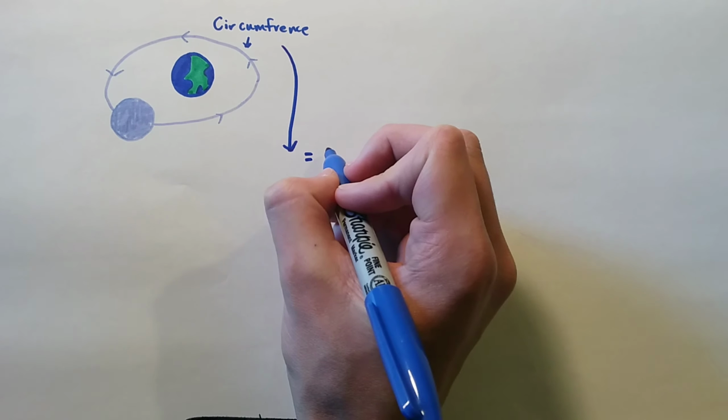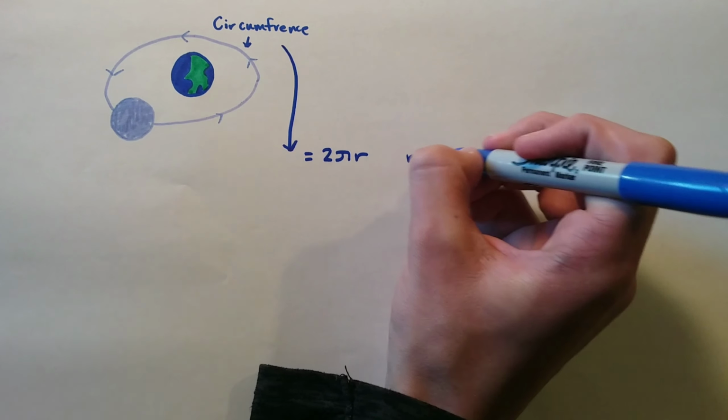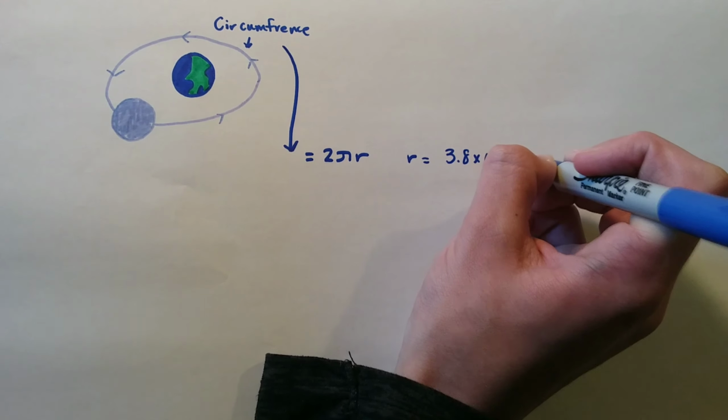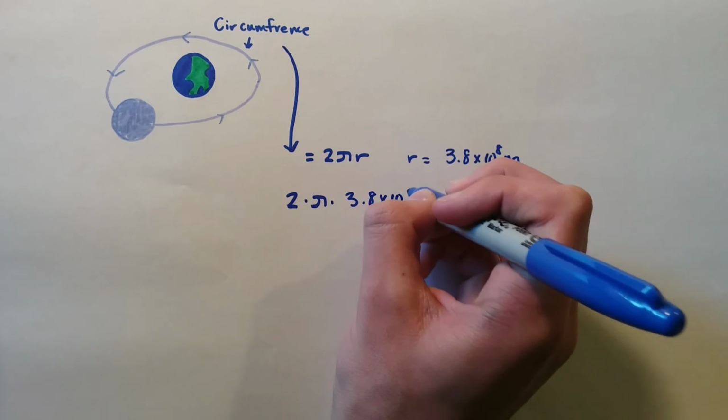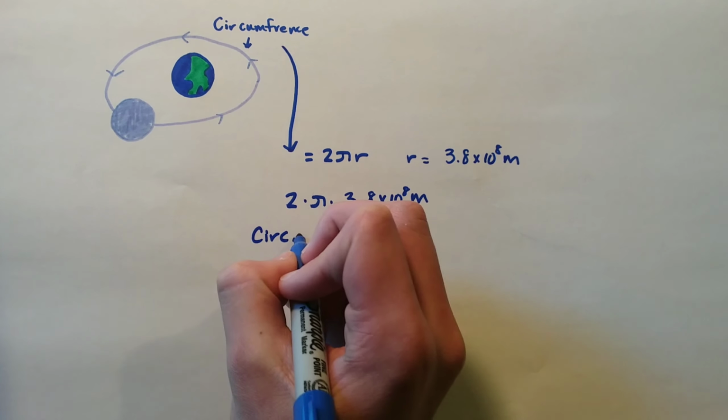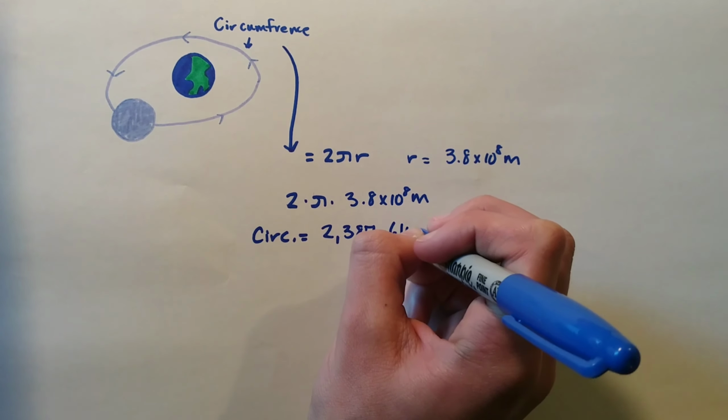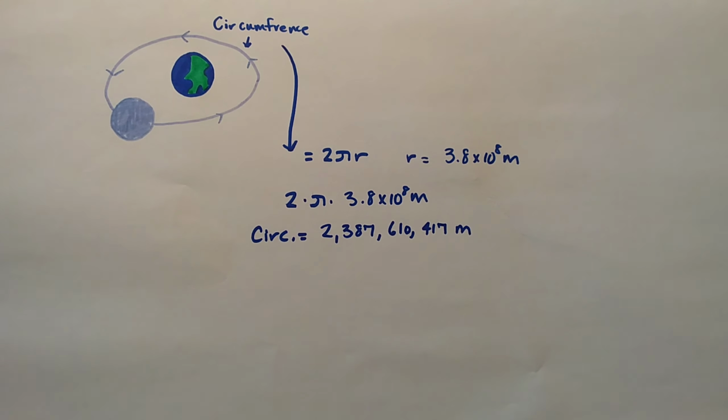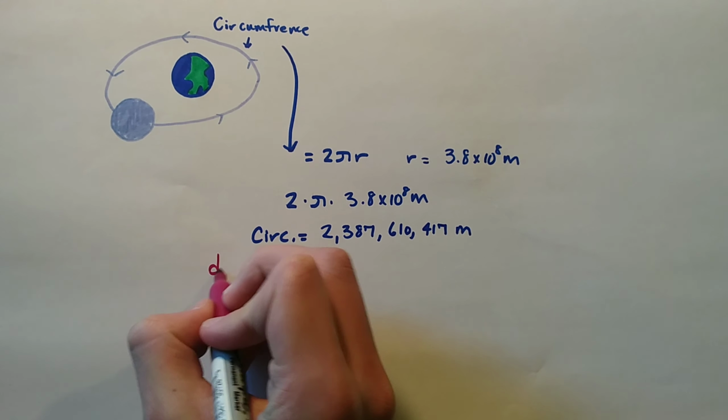We can also find the moon's period of orbit. Since period is the time that it takes to travel one full circle, we need to find the circumference of the moon's orbit. Circumference is 2 pi r, and we are given the radius already. And so that means that the circumference is that large number right there.